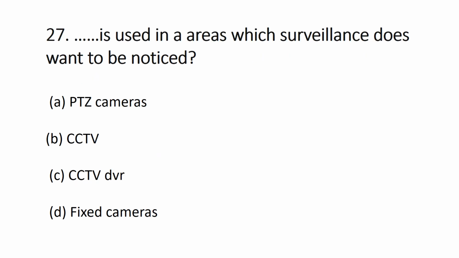Question number 27. It's used in an area where surveillance is wanted to be noticed: A. PTZ camera, B. CCTV, C. CCTV DVR, D. Fixed camera. We use the CCTV system if we want to conduct surveillance of an area. That is why B is the correct answer. CCTV is used in an area where surveillance is wanted to be noticed.